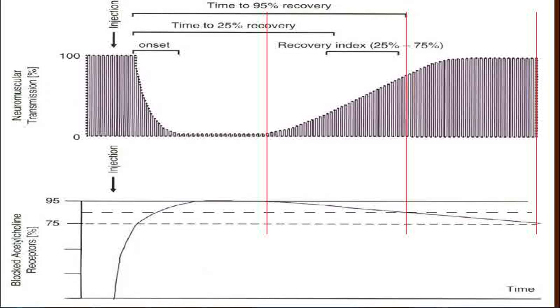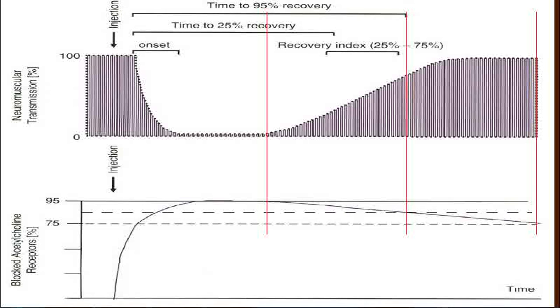You're going to be dealing with train of 4 ratios. The train of 4 ratio is simply the magnitude of the 4th twitch that you apply divided by the magnitude of the first twitch that you apply. Now let's see if you can track this. Why will succinylcholine's train of 4 always be 1 in a phase 1 block? They may be diminished, but they're the same height. So the 4th twitch's height is equal to the first twitch's height.